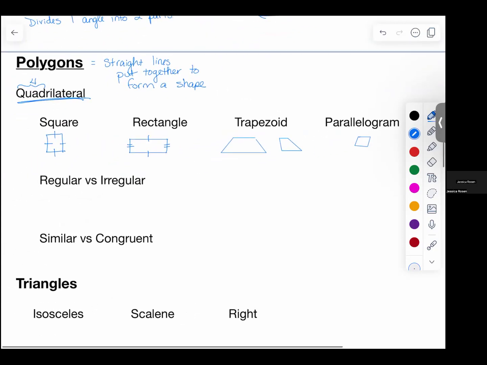Then we have regular versus irregular. So if I have a regular shape, that means that, what was the definition they had in Get More Math? Let me use the exact one just to make sure.